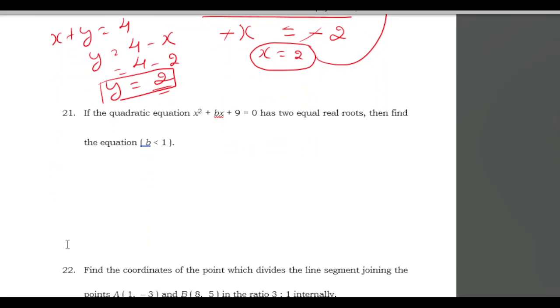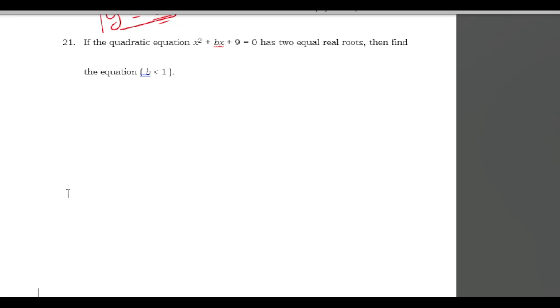Next, if a quadratic equation ax square plus bx plus 9 is equal to 0 has two equal real roots, then find the equation if b is less than 1. Equal real roots means delta should be equal to 0. So b is less than 1 means our answer should be negative, less than 0.